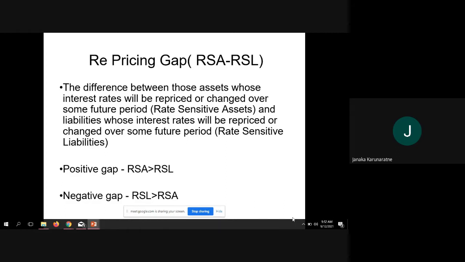So when you have a positive gap and interest rates rise, it has one impact. When you have a negative gap, an interest rate rise will have a different impact. Similarly, when the interest rate declines.